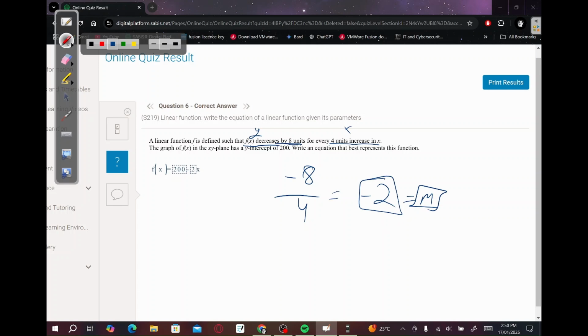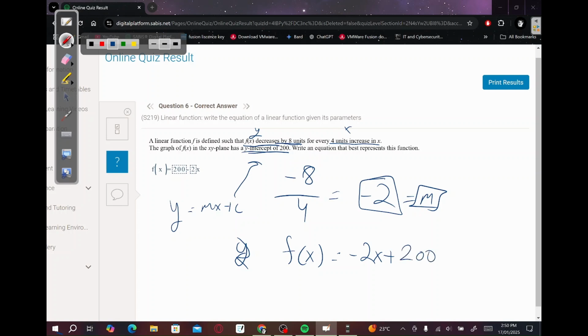So we already have part of our equation. Let's just use f of x. F of x is equal to negative 2x plus, we're going to keep reading the question. The graph of f of x in the xy plane has a y-intercept of 200. So they gave us the y-intercept. They gave us c. Remember, because it's in the form of y equals mx plus c. C is the y-intercept, as I told you. So it's given to us: negative 2x plus 200.